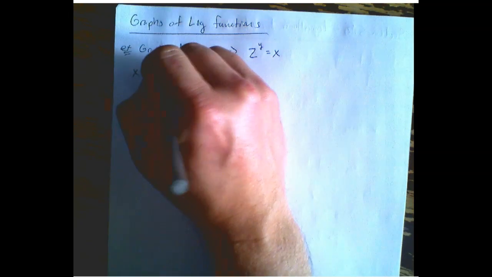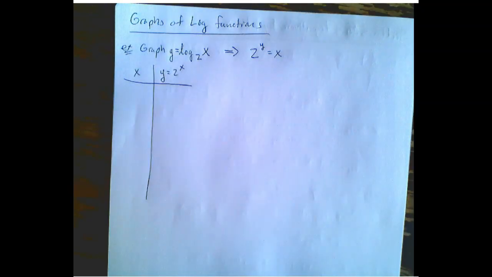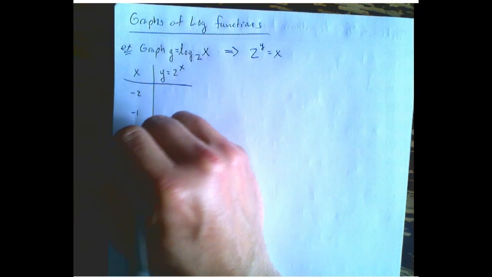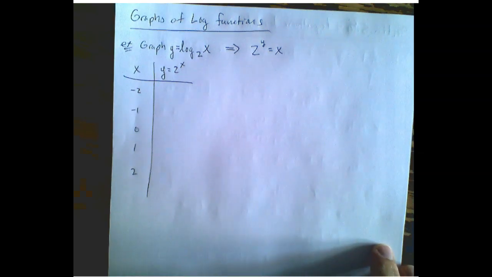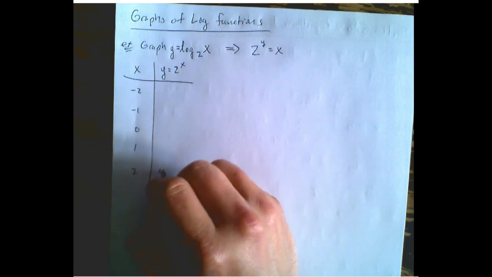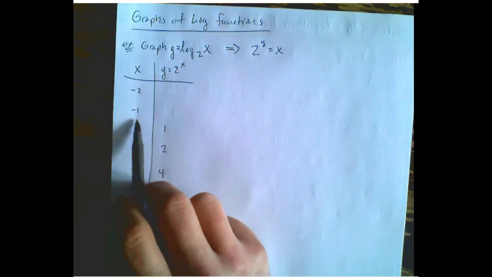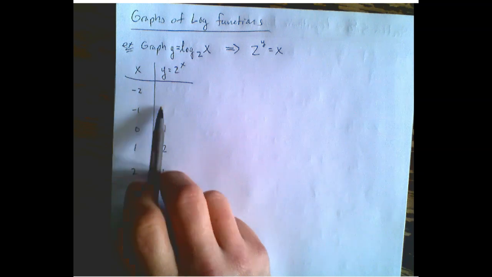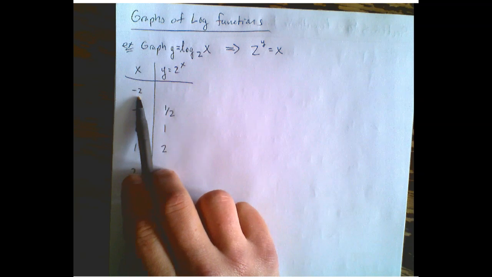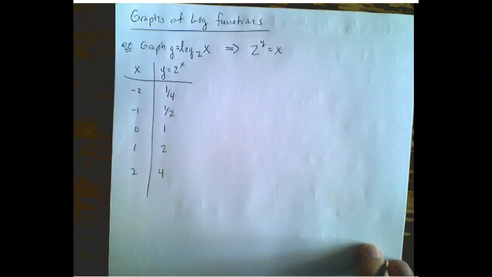So let's say x and y equals 2 to the x. And let's put our basic values in. Let's do -2, -1, 0, 1, and 2. Okay? Right, so let's evaluate here. So 2 to the second power is 4. 2 to the first is 2. 2 to the 0 is 1. 2 to the -1 is 1/2. And 2 to the -2 is 1/2 squared, so that would be 1/4.